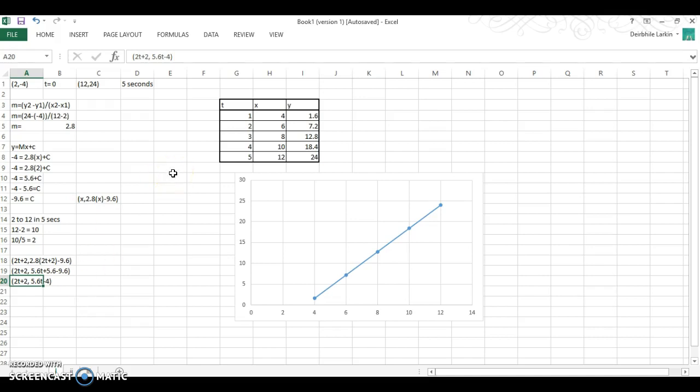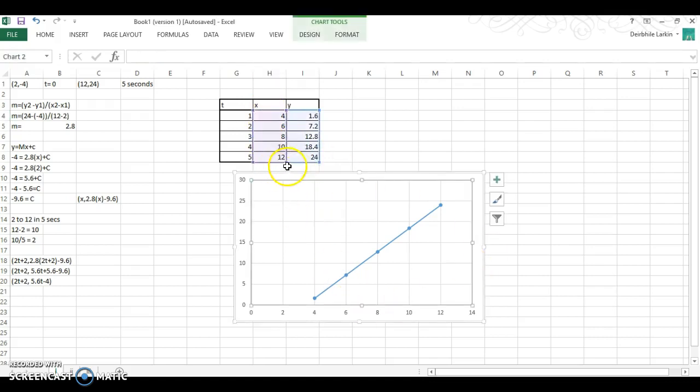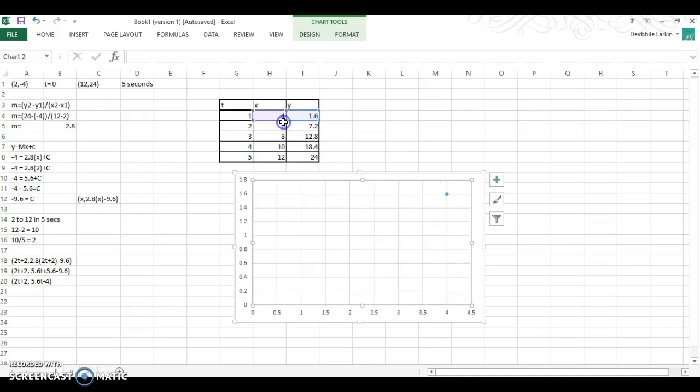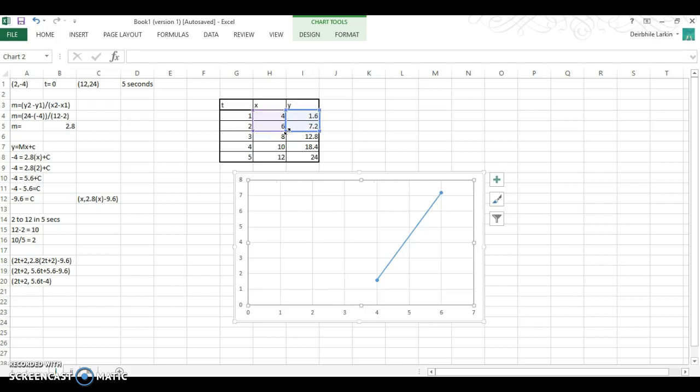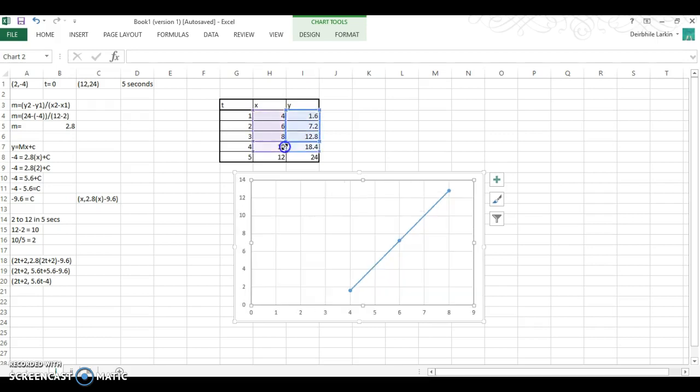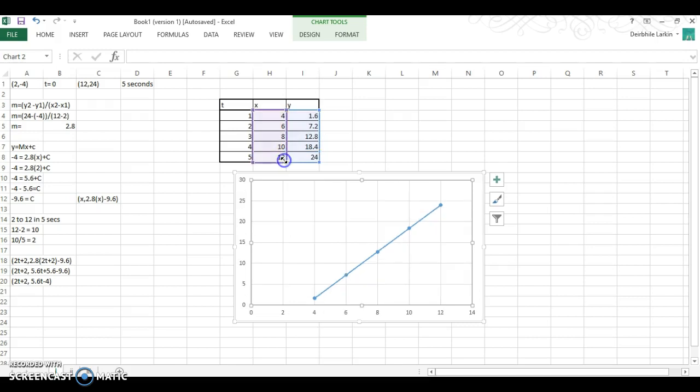And now since we have x and y worked out, we can put it into a table. I've put time as 1 to 5 down the side, and it gives us this. As you can see, the first position is here, and as we move down, it works this way down, and it gives us a straight line motion.